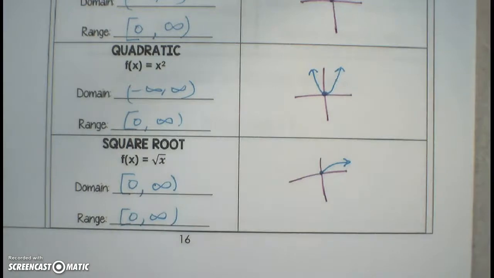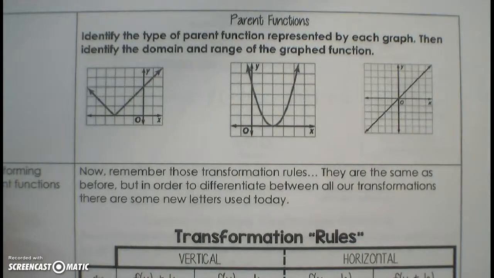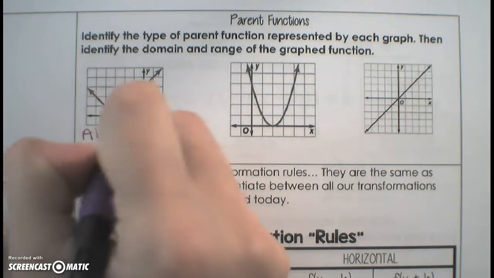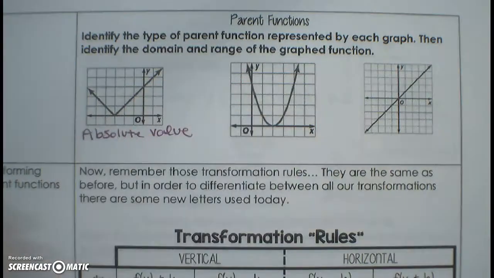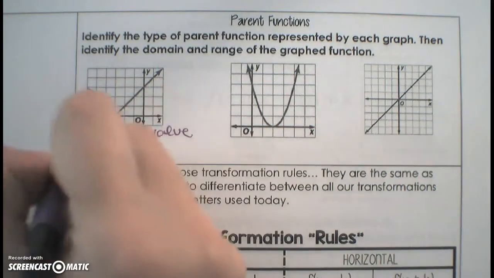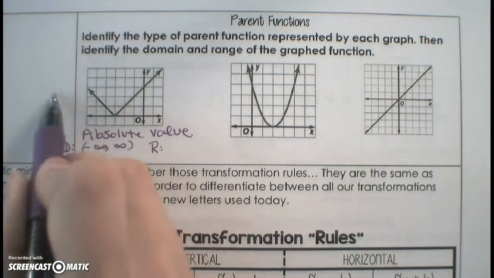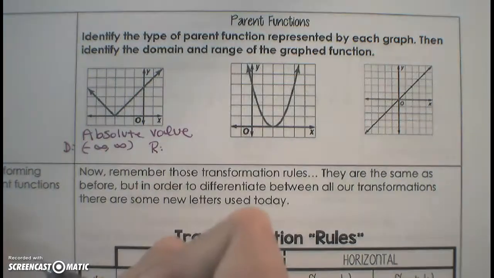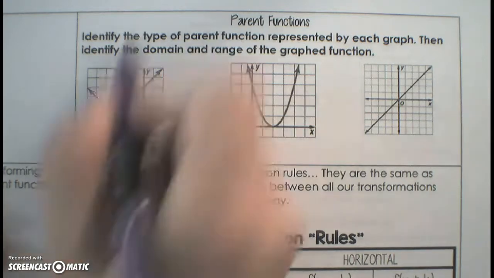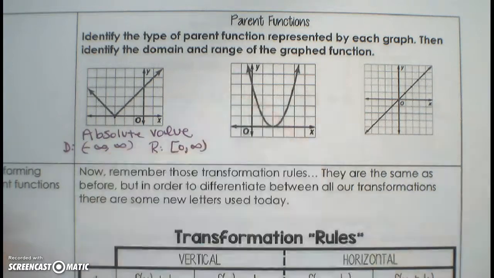All right, let's take a look at the next page. With some parent functions here, we're going to first identify what type they are, and then we're going to write their domain and range. So pretty much what we did on that last page, just identifying now. Well, this one's a V, and I know that's absolute value. For this one, we have negative infinity to infinity for the domain, because we've got the left side going on forever and the right side going on forever. All right, now let's look at our range. It looks like we're starting here at 0. That's our lowest point, 0, and then we're going to positive infinity.